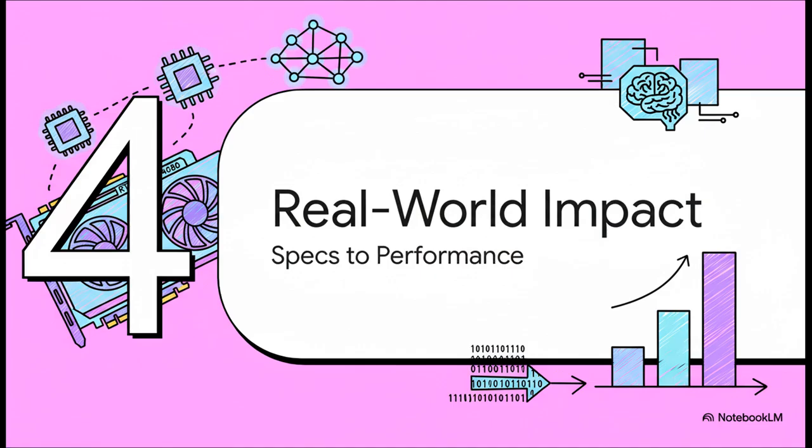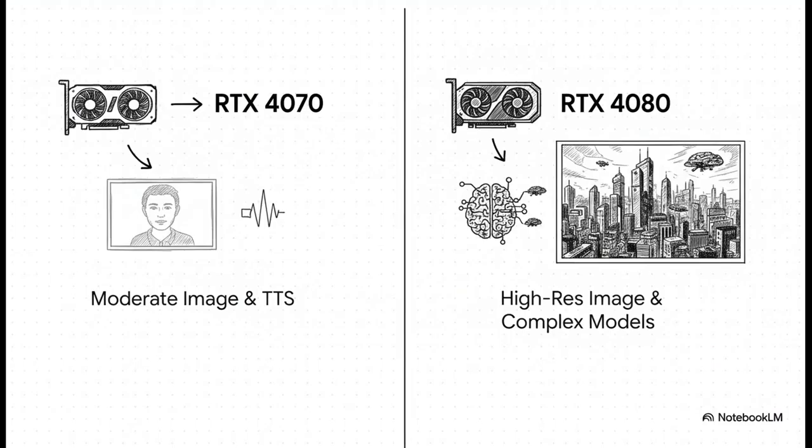Okay, so specs are great, but numbers on a page don't really tell the whole story, do they? What does all this mean for you, in the real world, running your actual projects? Let's translate this into performance. And this really spells out the difference in what you can do. The 4070 is an amazing card if you're just getting started or your projects aren't super intense. Generating images with Stable Diffusion, running text-to-speech models, it's perfect for that. But the 4080, that's for when you want to go big. That's for pushing out high-resolution images and tackling really complex, heavy-duty AI models.